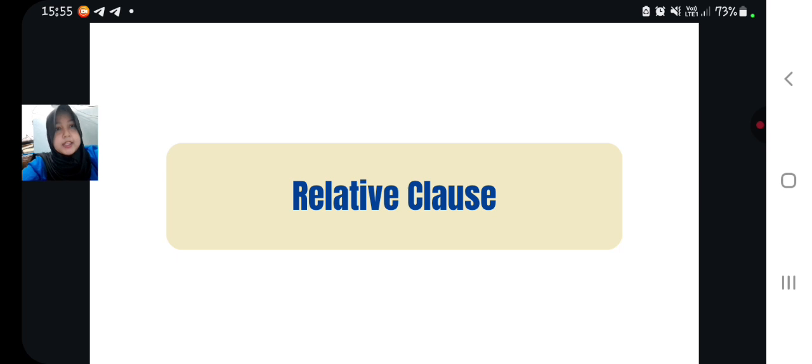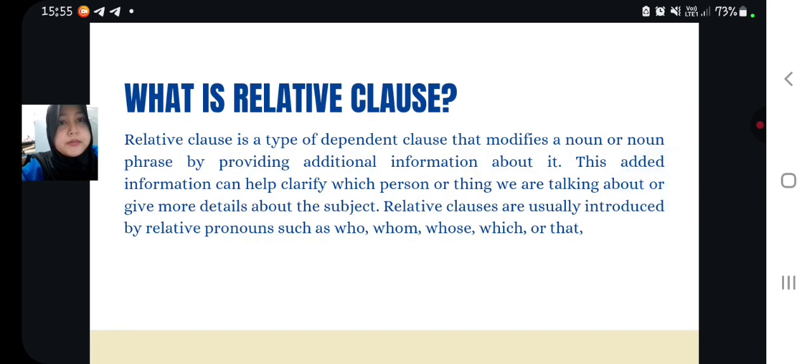And the next topic is relative clause. What is a relative clause? A relative clause is a type of dependent clause that modifies a noun or noun phrase by providing additional information about it. This added information can help clarify which person or thing we are talking about or give more details about the subject. Relative clauses are usually introduced by relative pronouns such as who, whom, whose, which, or that.